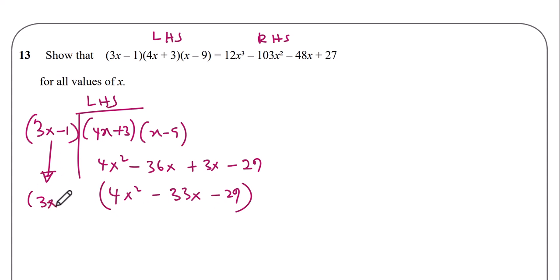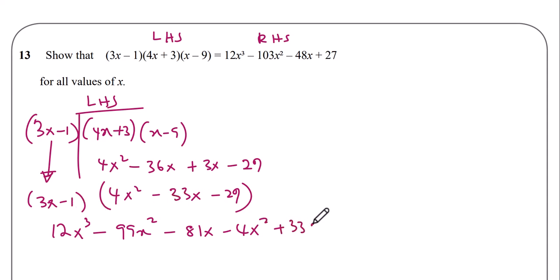So here is going to be 3x minus 1, and again expand this. 3x times 4x squared is 12x cubed, and 3x times minus 33x is minus 99x squared, and 3x times minus 27 is minus 81x. Good. Next, minus 1 times 4x squared is minus 4x squared, minus 1 times minus 33x is plus 33x, and minus 1 times minus 27 is plus 27.